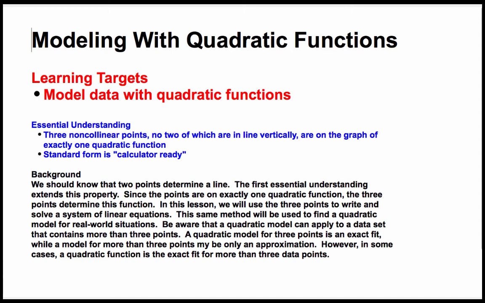Background knowledge for the lesson: we should know that 2 points determine a line. The first essential understanding extends this property. Since the points are on exactly one quadratic function, the 3 points determine this function. In this lesson, we will use the 3 points to write and solve a system of linear equations. This same method will be used to find a quadratic model for real-world data.